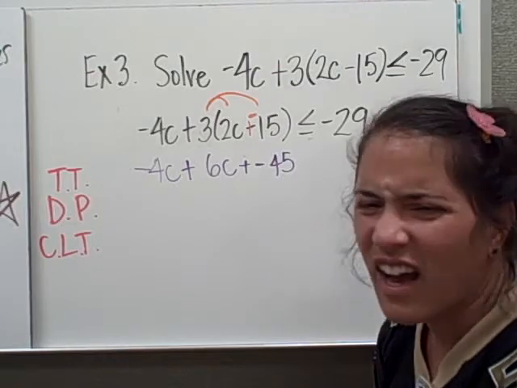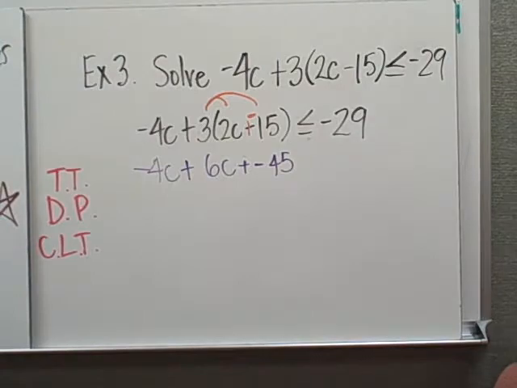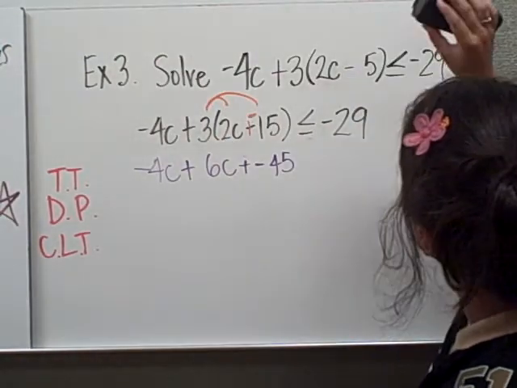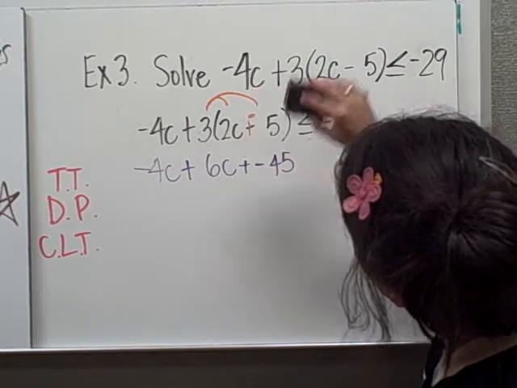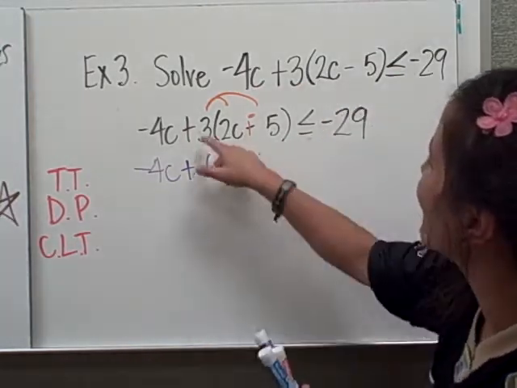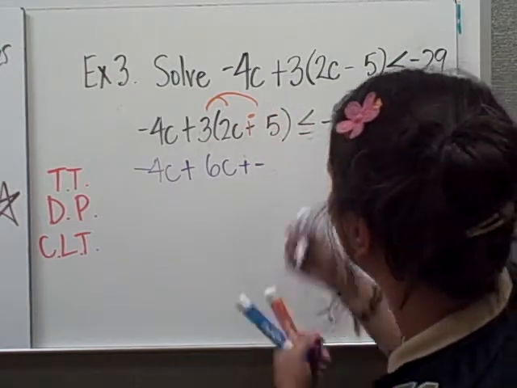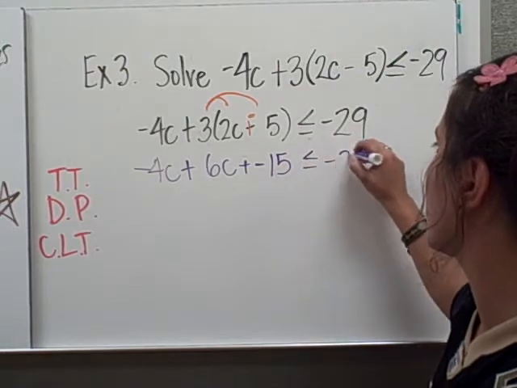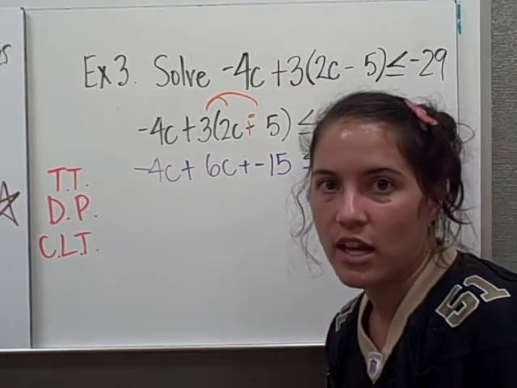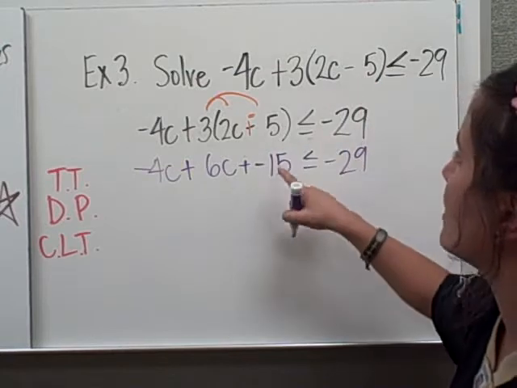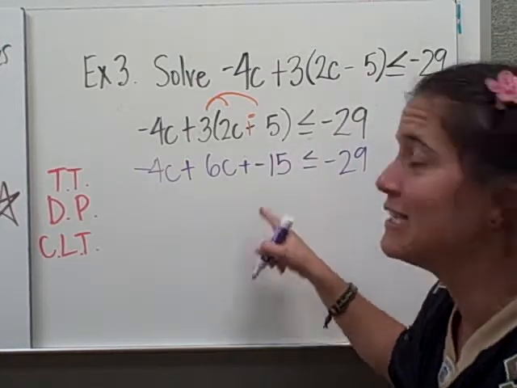I don't think that's correct. I found a mistake. Hold on one second. Y'all know sometimes I do this in class. See this 15? That is really supposed to be a 5. And 3 times negative 5 is negative 15, is less than or equal to negative 29. I apologize. That was supposed to be a 5, and now we're supposed to have 15.